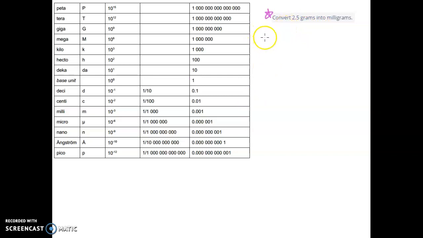And we're trying to convert 2.5 grams, and we want to end up in milligrams. So from our table, we need to know how to get from grams to milligrams. We're in our base unit, so we're at 1, and we need to get to milligrams, which is 0.01. Let me actually write it down here so I have a little bit more space. So 2.5 grams. We're trying to end up in milligrams.